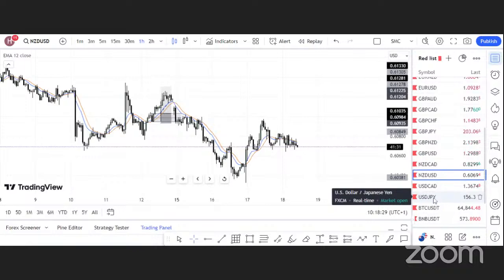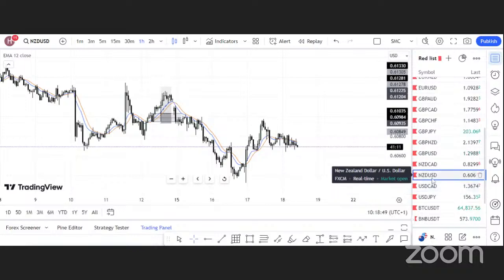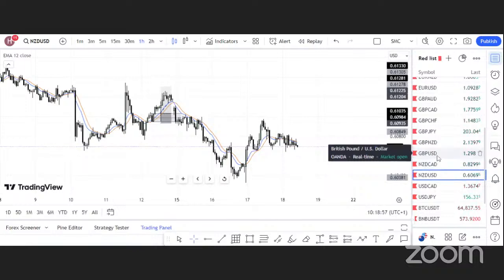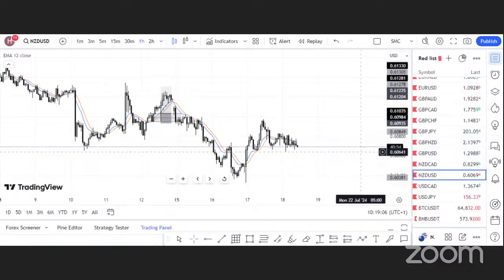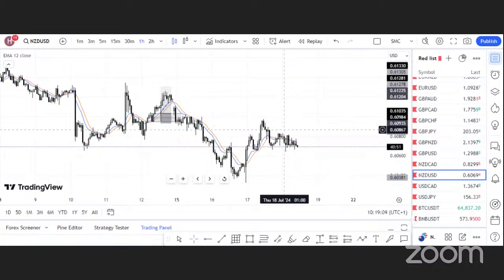And the opposite goes for if the data comes out weaker than the previous month, so USD is going to sell. USD would sell where USD is a base currency. So USDJPY, USD will sell. USDCAD, USD will sell. But NZDUSD, NZD would buy, or sorry, USD would buy. GBPUSD, GBP would buy. So guys, that's just the simple explanation for how the news event works.